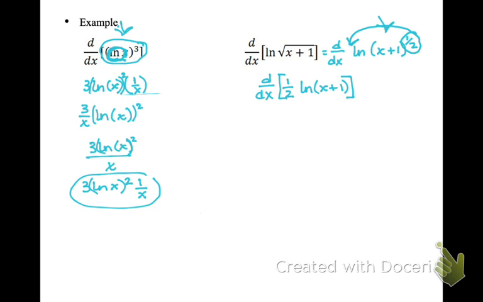So now that I've moved the 1/2 out in front, I just have a normal problem, right? U is x plus 1. U prime is 1. So my answer is just going to be 1/2 times 1 over x plus 1, which would look better as 1 over 2 times x plus 1.